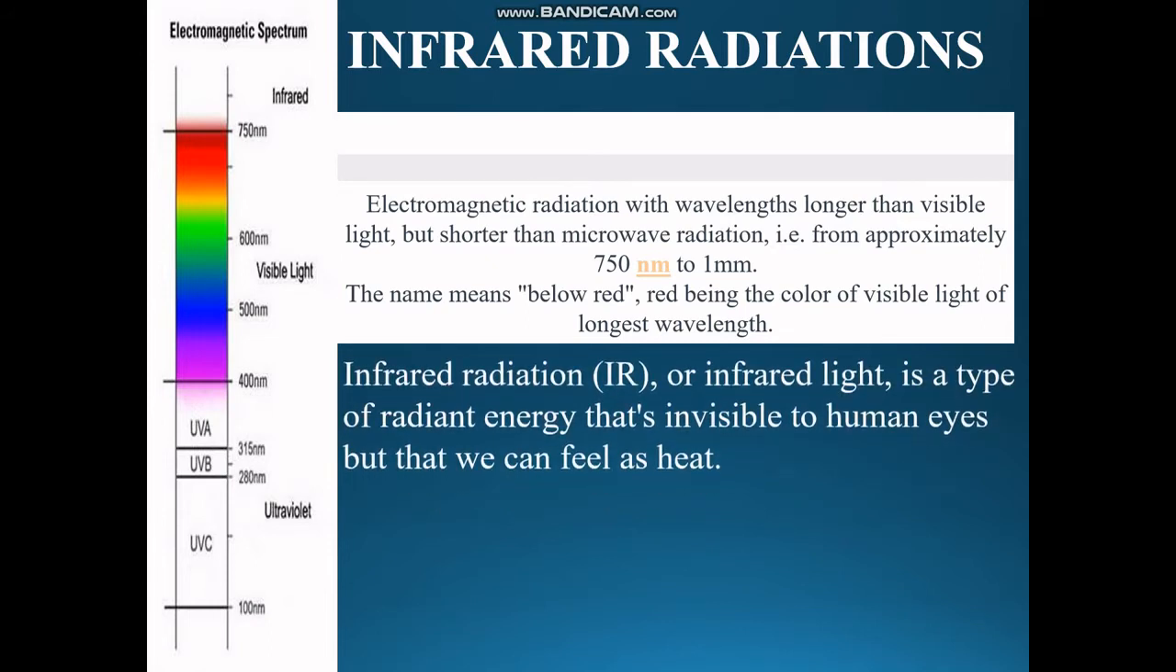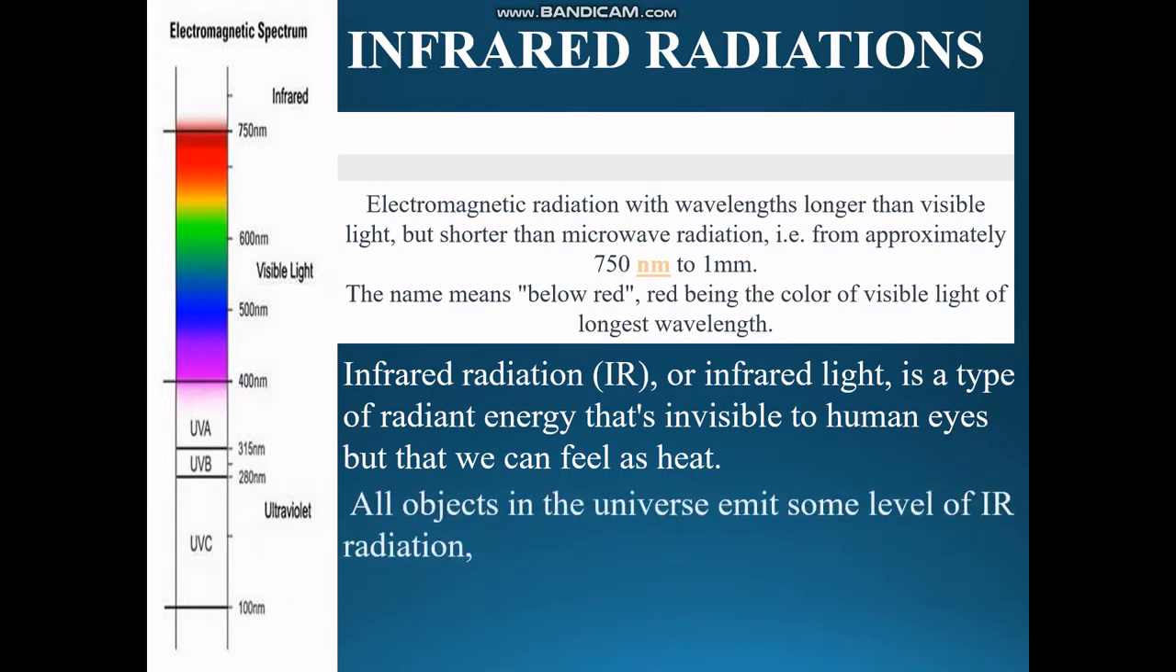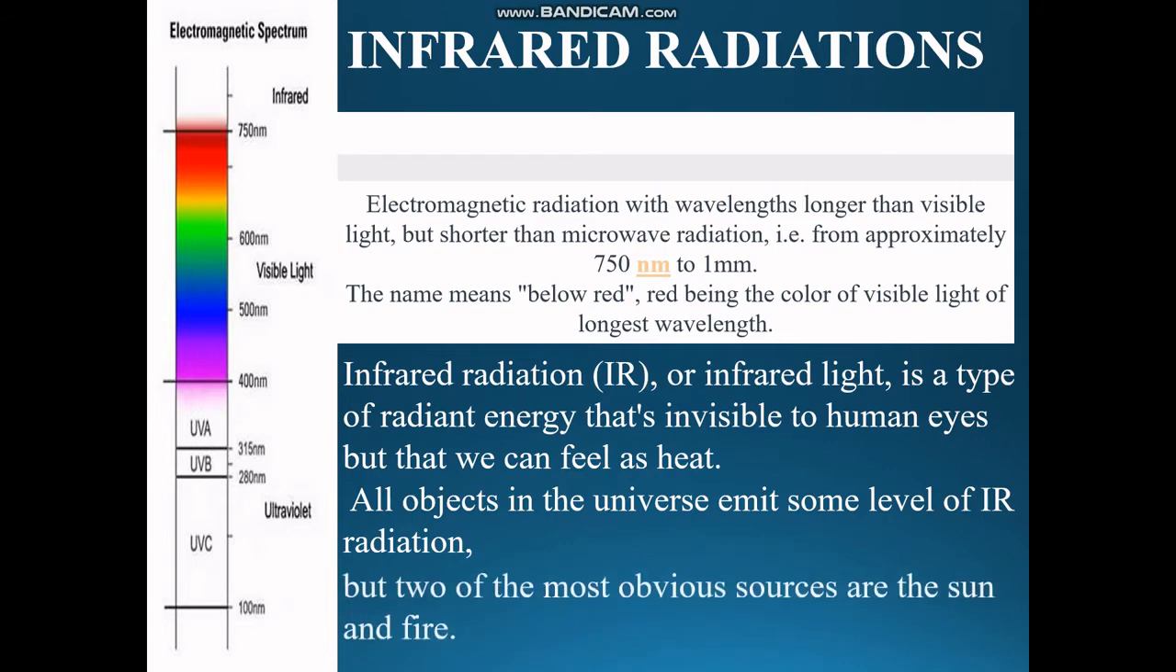Infrared radiations or infrared light is a type of radiant energy that's invisible to human eyes but that we can feel as heat. All objects in the universe emit some level of infrared radiation, but two of the most obvious sources are the sun and fire.